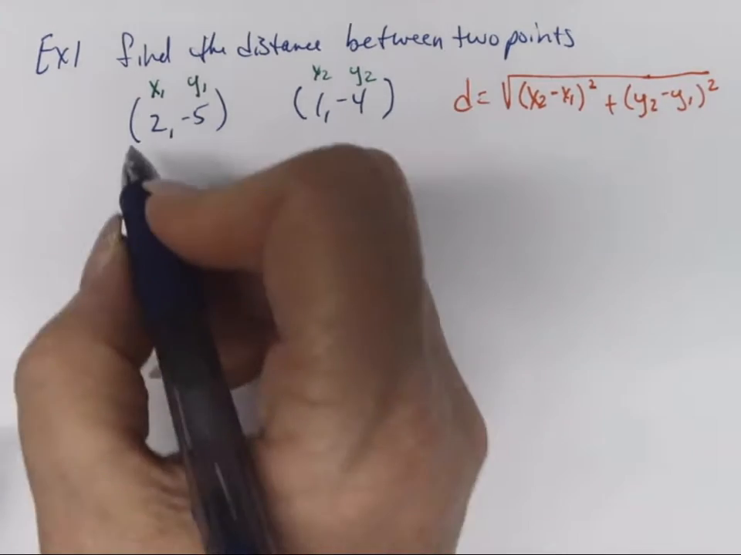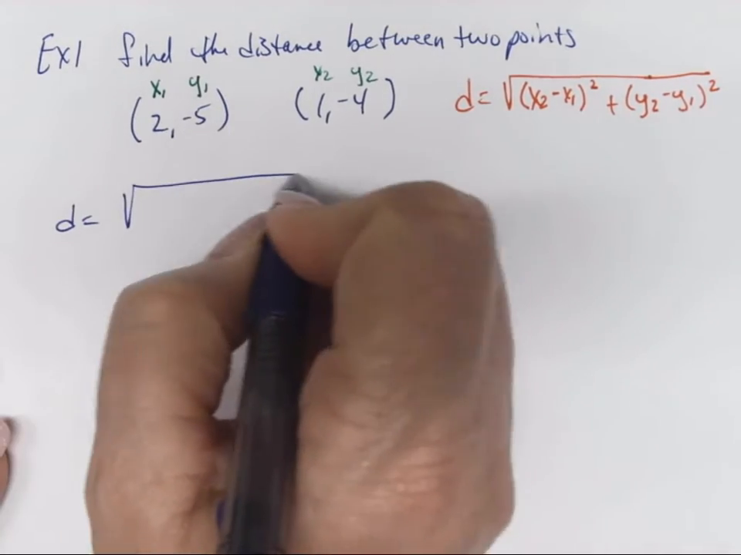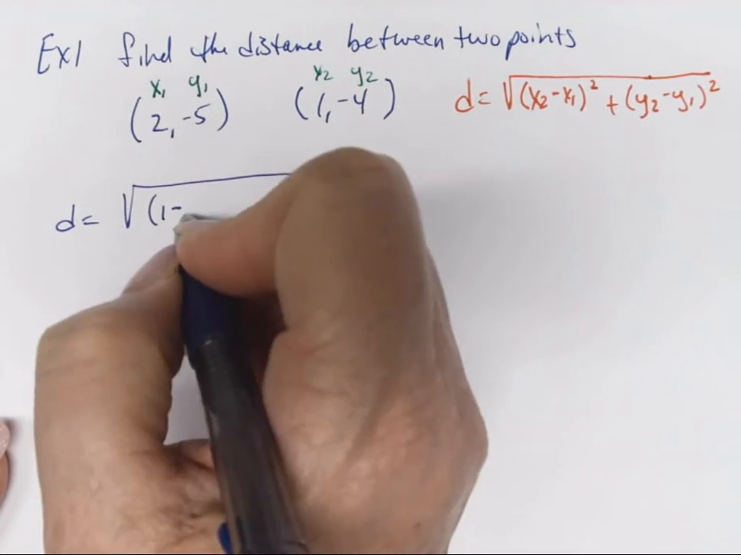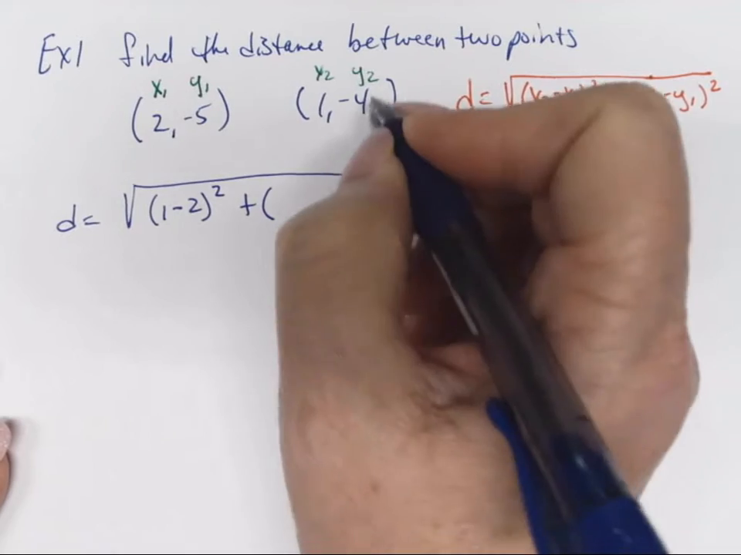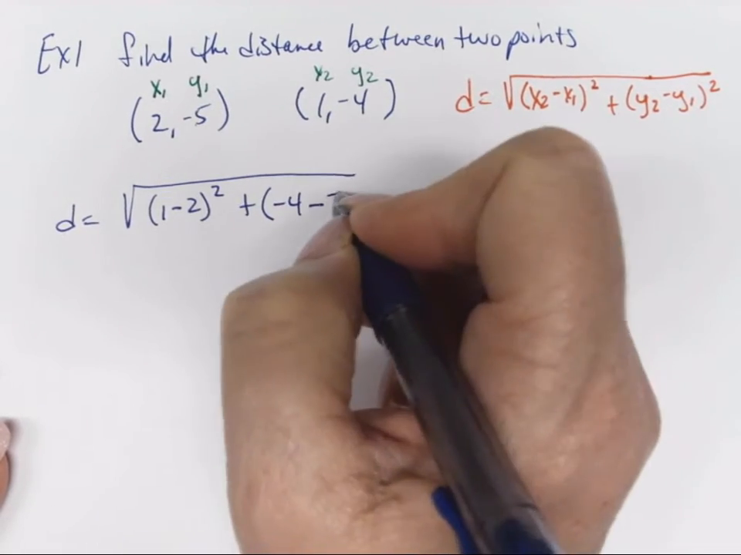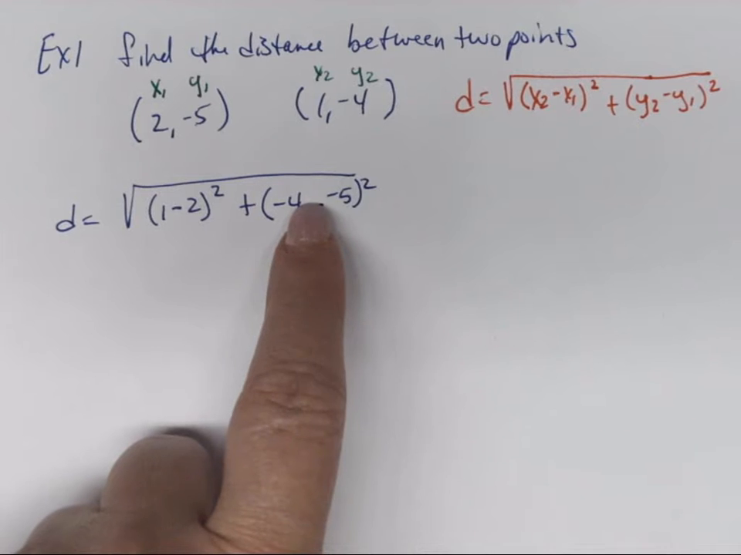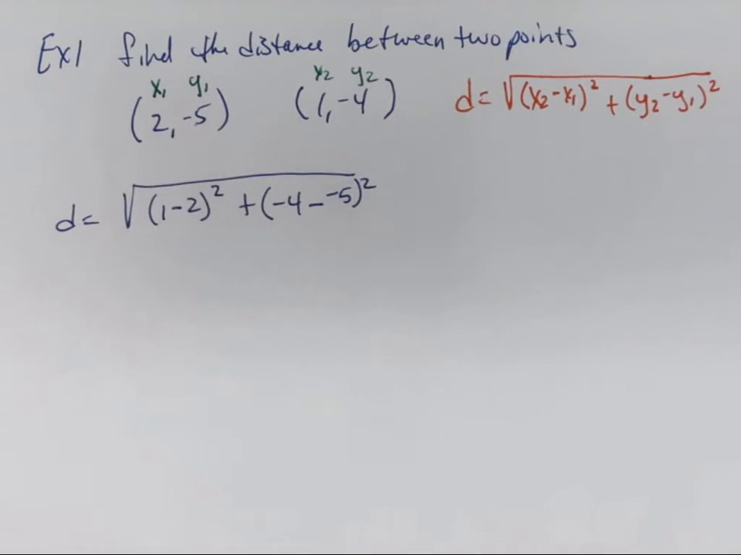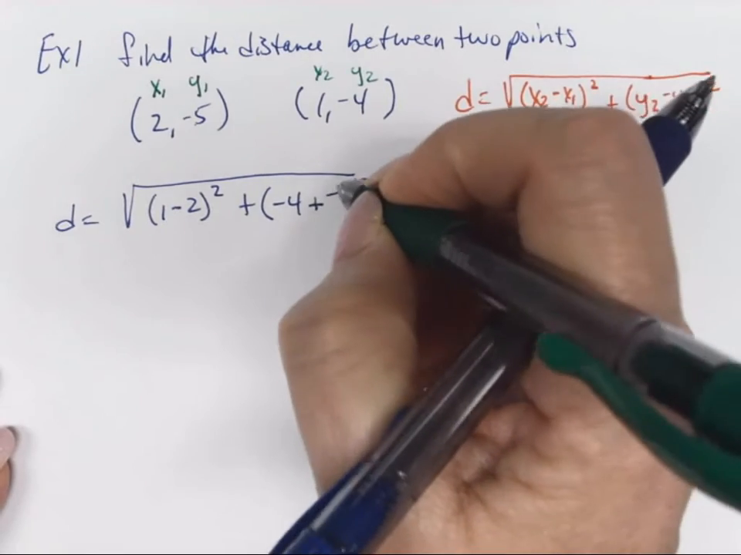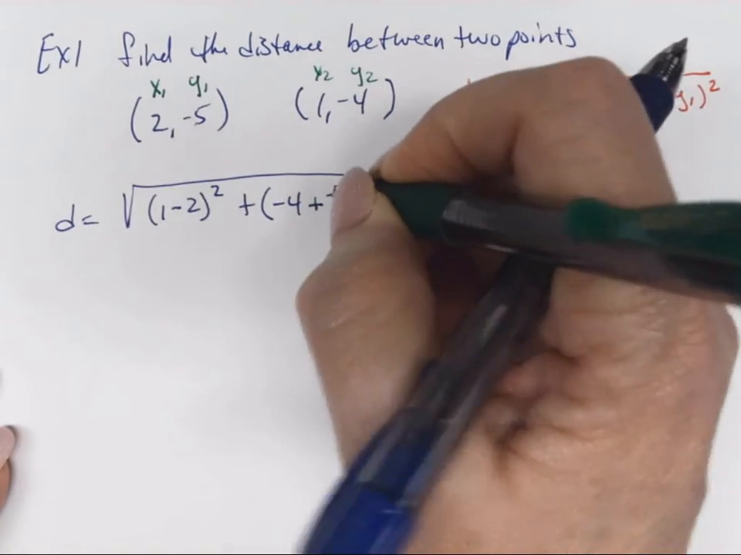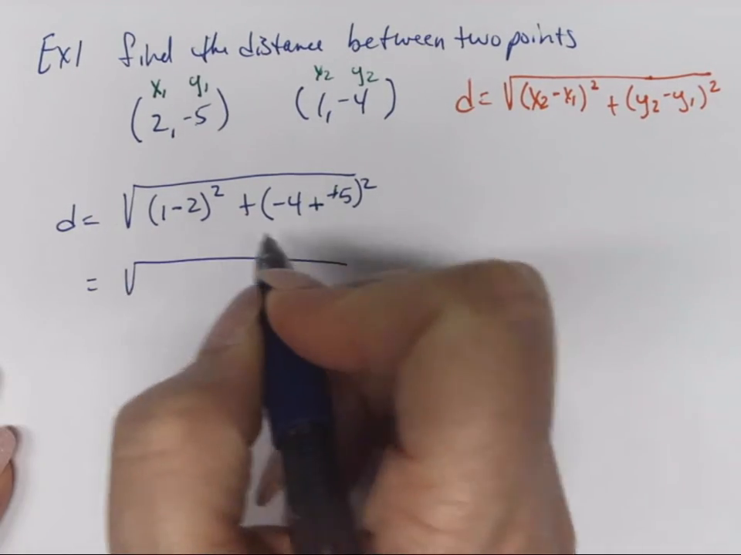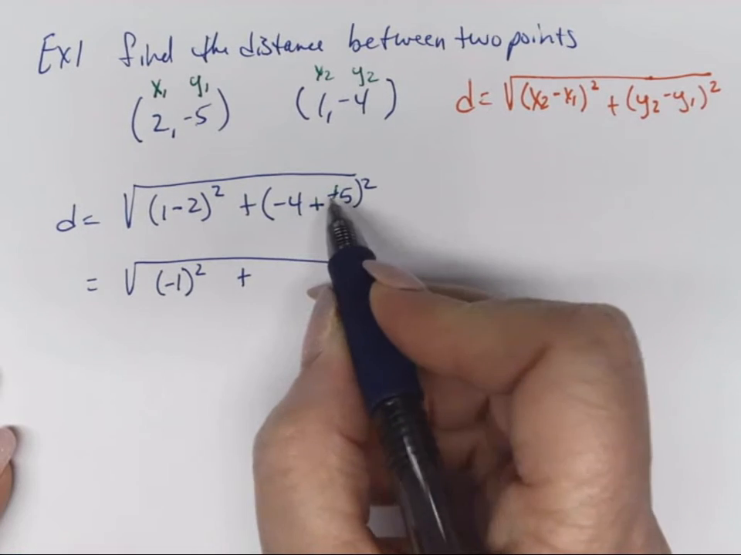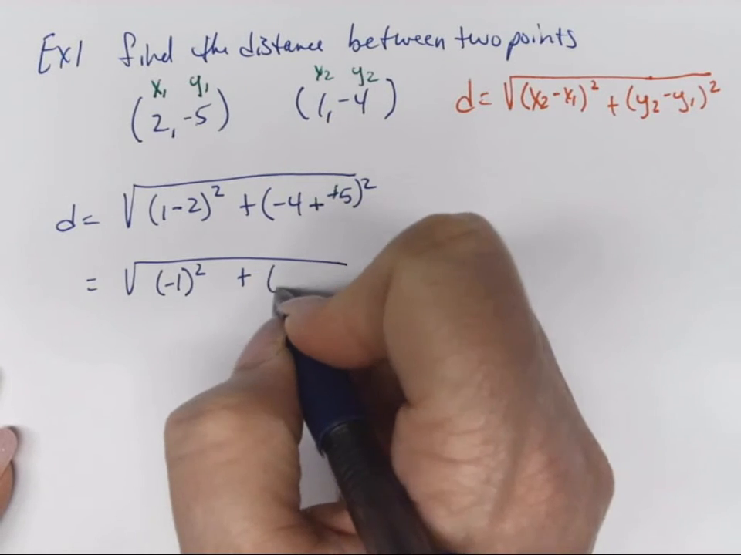All right, so let's go work our problem. So we're going to have d is equal to that square root, x sub 2, that's going to be 1 minus x sub 1 plus y sub 2 minus y sub 1. So notice we end up with that double negative right there because we have to also use the subtraction from our formula and we have a negative number. So what you can do is go ahead and turn that into a positive because of the double negative. So this will get us the square root. 1 minus 2 will get us negative 1 squared. Negative 4 plus 5, same thing as 5 minus 4, will get us 1 squared.